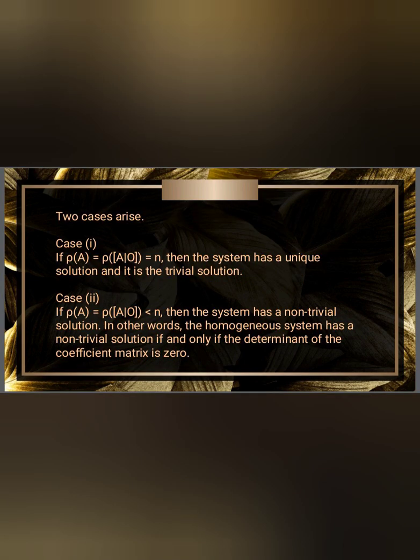Now case 1: if rho of A is equal to rho of [A|0] is equal to n, where 0 indicates the right hand side elements which will always be 0, then the system has a unique solution and it is the trivial solution. If rho of A is equal to rho of [A|0] is less than the number of unknowns, then the system will have a non-trivial solution, and we'll see how to obtain them in the sums.